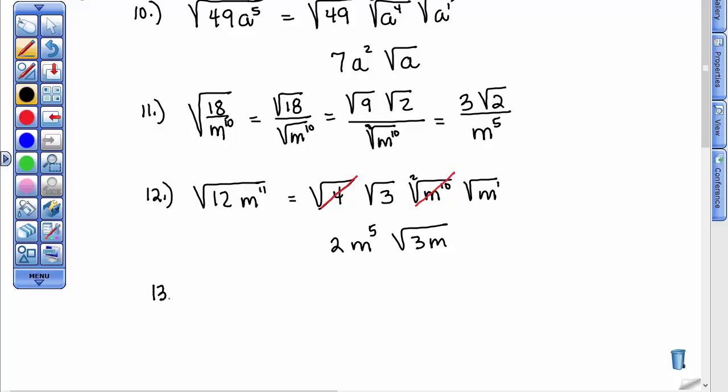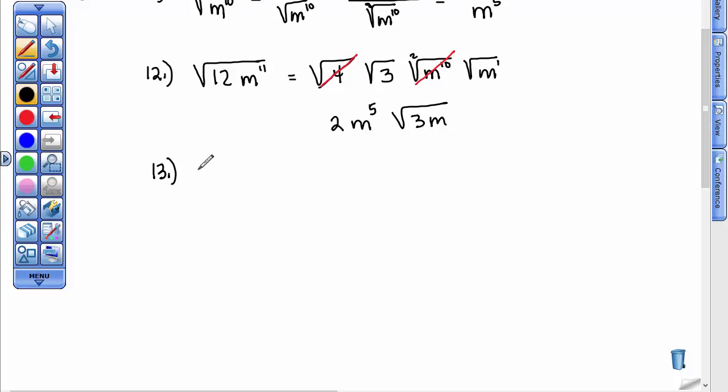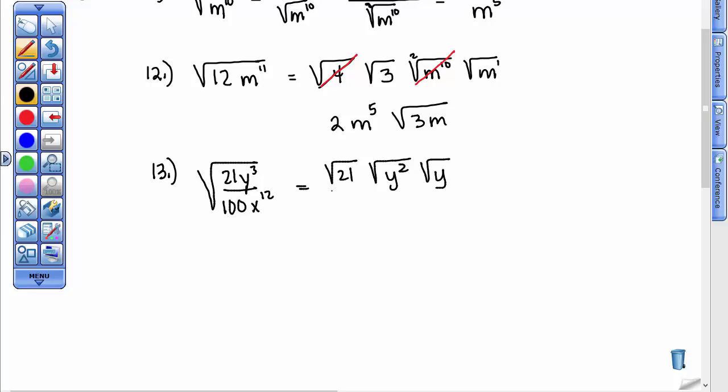This video is getting a little bit long, but I've only got a few more problems I'd like to share with you. So this next one, the square root of 21 y to the 3rd over 100 x to the 12th. So 21, nothing I'm going to be able to do with it. Y to the 3rd, I'm going to think of as y to the 2nd and y to the 1st. Downstairs, square root of 100 is 10. Square root of x to the 12th is going to be x to the 6th.